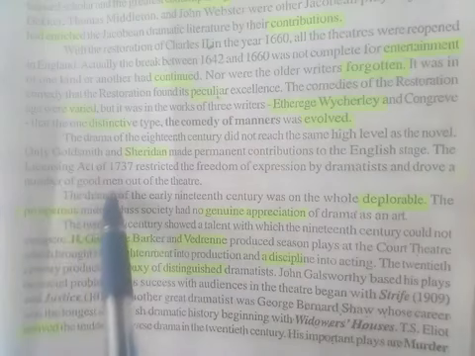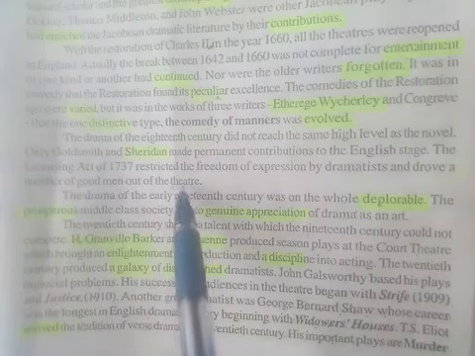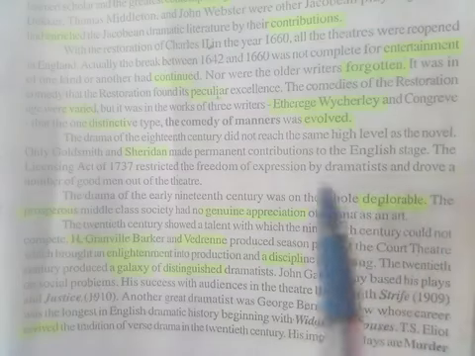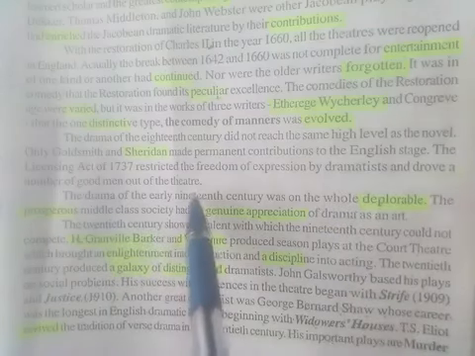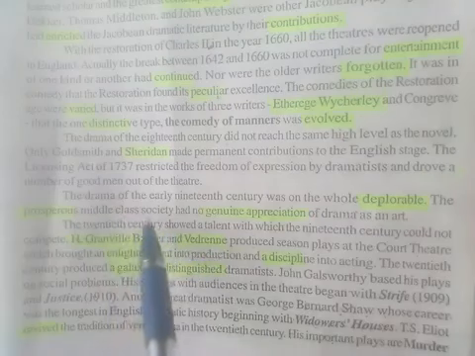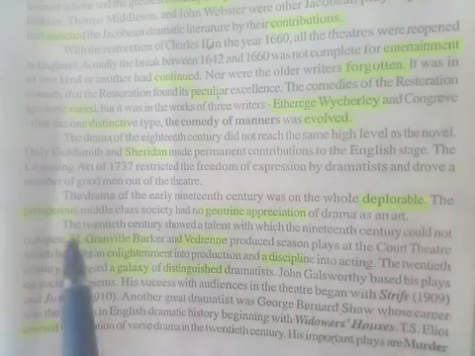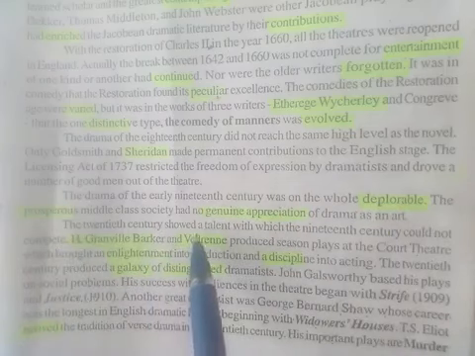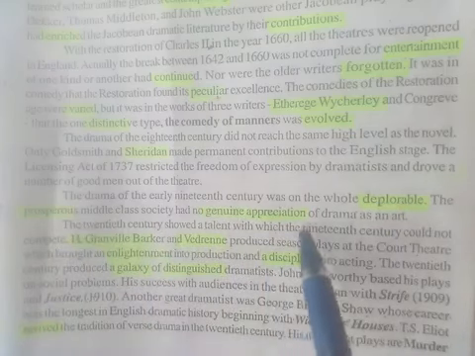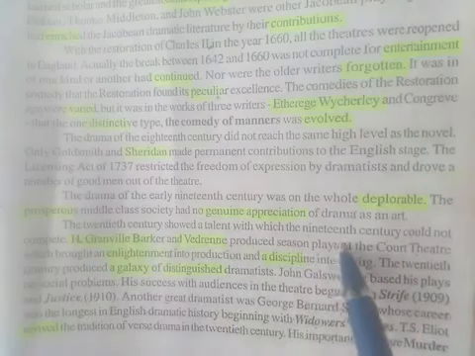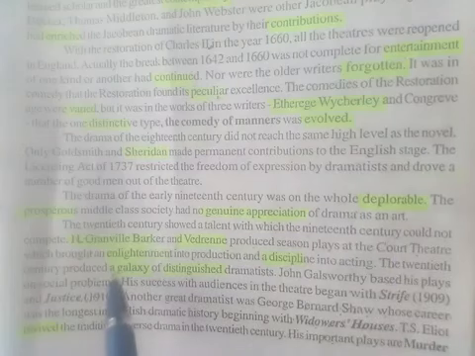The Licensing Act of 1737 restricted the freedom of expression by dramatists and drove a number of good men out of the theatre. The drama of the early 19th century was on the whole deplorable. The prosperous middle-class society had no genuine appreciation of drama as an art. The 20th century showed a talent with which the 19th century could not compete.